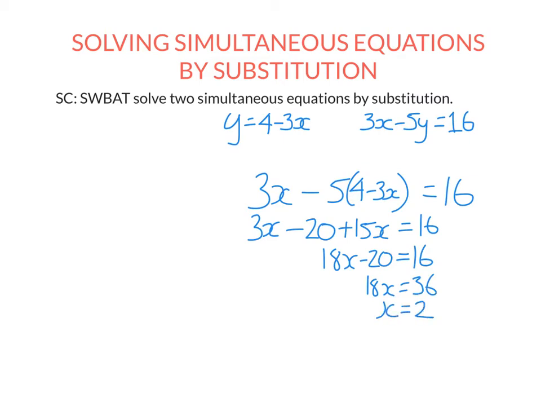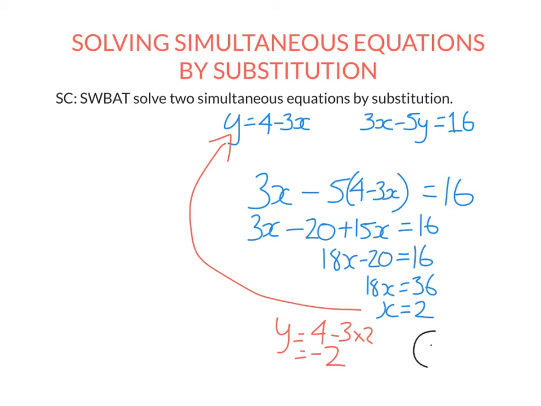Now I'm not done. My solution has to have an x value and a y value. So if x equals 2, I can just substitute it back here. So y would just be 4 minus 3 times 2, or -2. So the solution to this set of simultaneous equations is x equals 2, y equals -2. I can write it like this as an ordered pair.